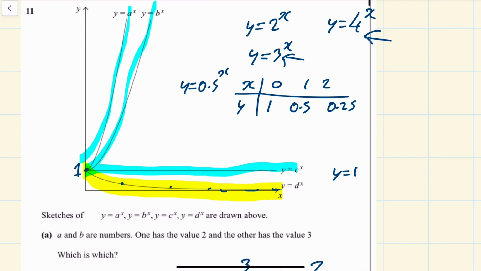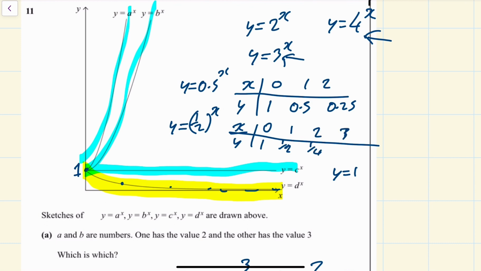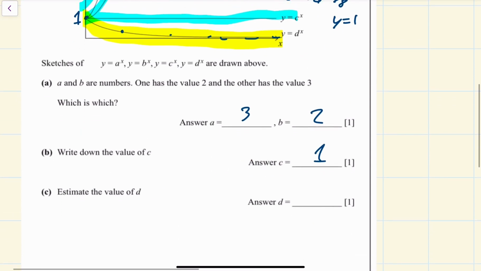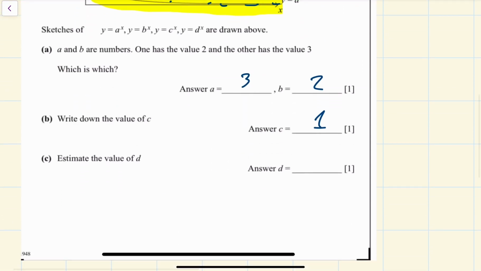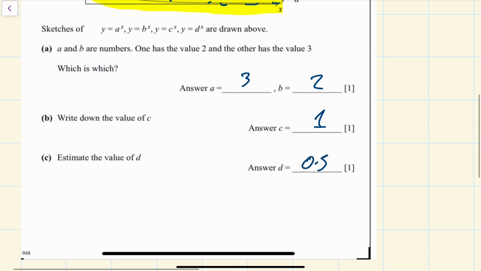Or if you had it written as a half to the power of x, it's going to be 1, then a half, then a quarter, then an eighth, and so on. So you can put any value in which is less than 1. I'll just put in 0.5, but anything between 1 and 0 would have worked there as well. Done.